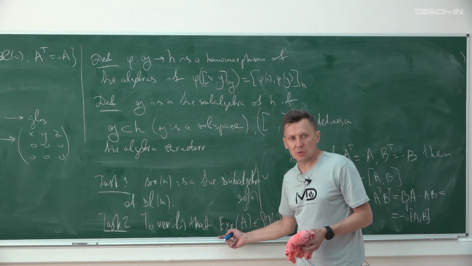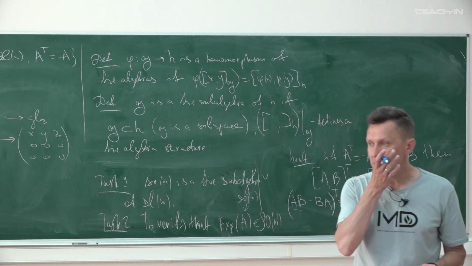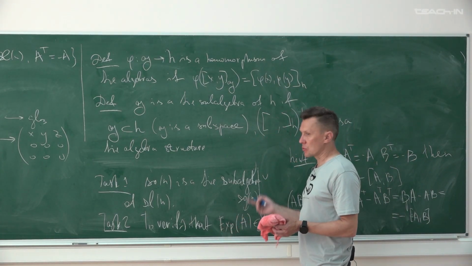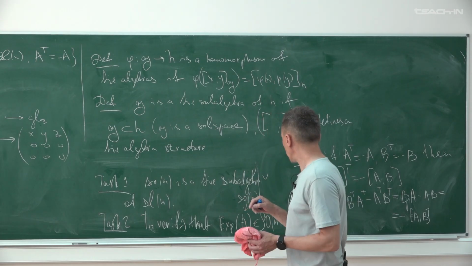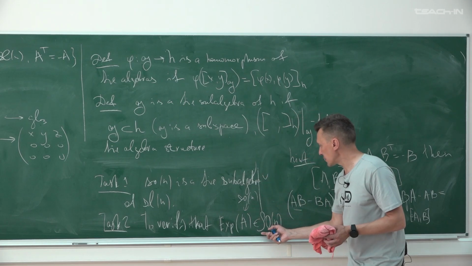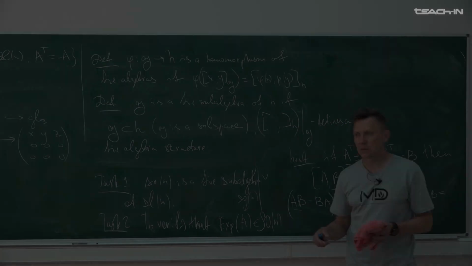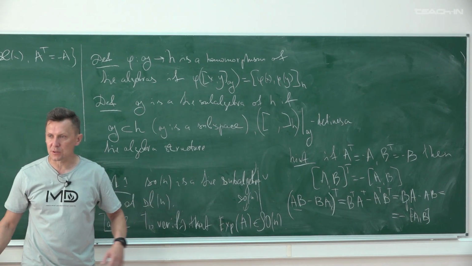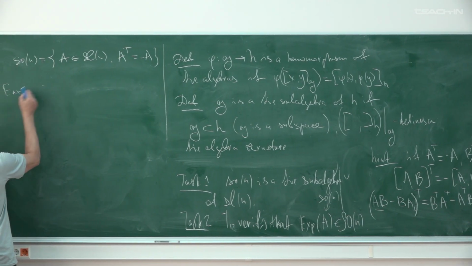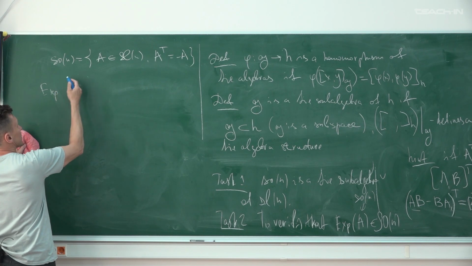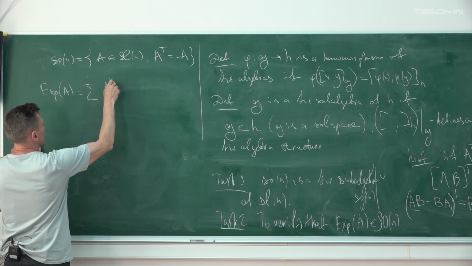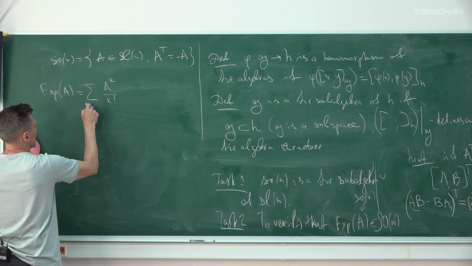Task 2. It is about the exponential of skew-symmetric matrices. We should verify that the result is an orthogonal matrix, and moreover, an orthogonal matrix with determinant 1. Do you remember what is an exponential of a matrix? Yes. It's just the series of A to the k over k factorial.